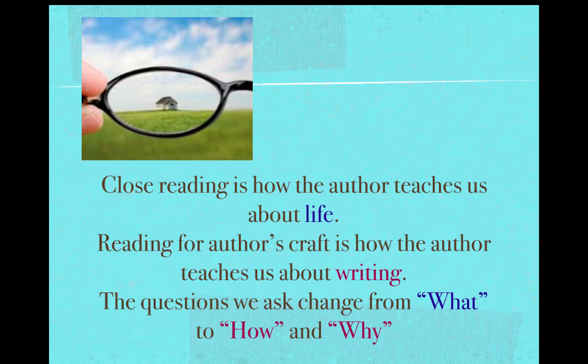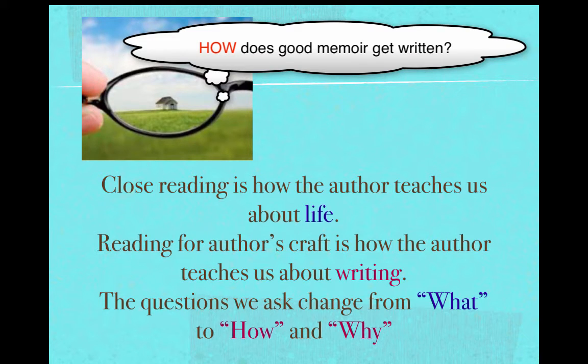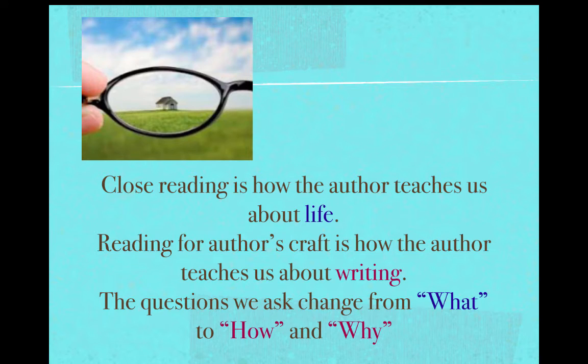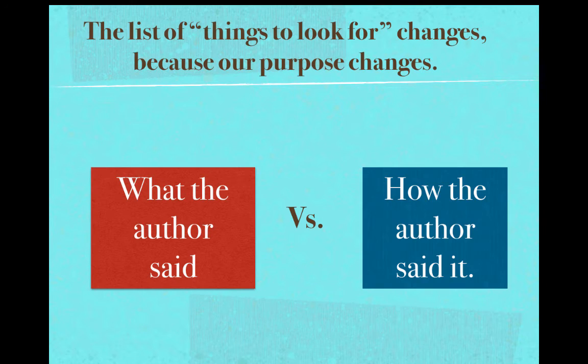Close reading, that second close reading, is how the author teaches us about life. But reading for author's craft is how the author teaches us about good writing. So the questions are going to change with our purpose. They're changing from what does memoir say to how do I write good memoir, and why did the author make the choices he or she made? This is an important distinction. So the list of things we're going to look for changes because our purpose changes and our question changes.